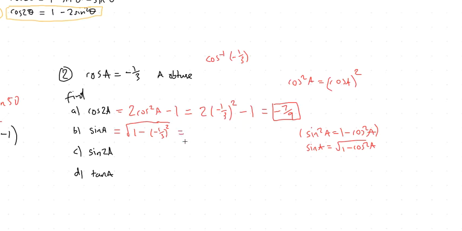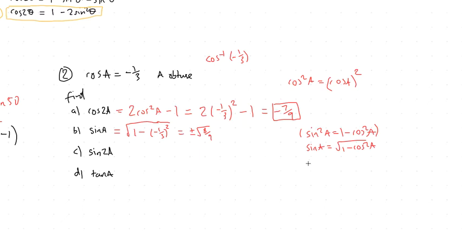So let's type that in. 1 minus bracket negative 1 over 3 squared, and that's 8 over 9. So it's the plus or minus root of 8 over 9. And okay, so we got there. And the thing we have to be careful of now is is it the plus or is it the minus? That's the question. You've got to be careful here, because sine could come out positive or negative.